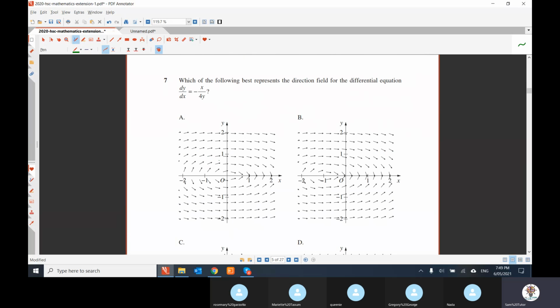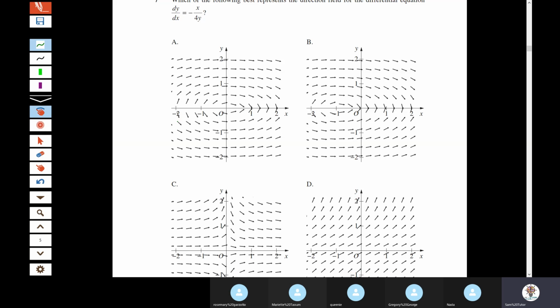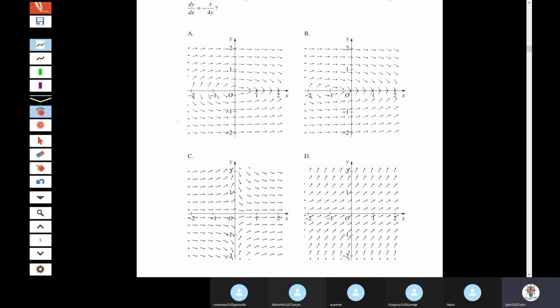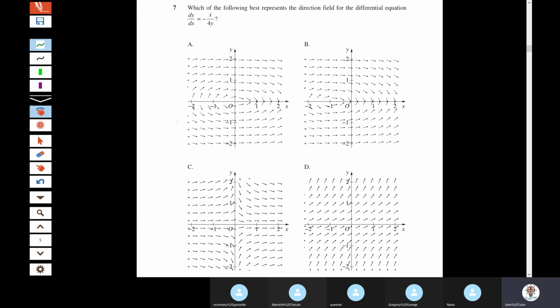Number 7. Full screen. All right, you guys know what you've got to do. Did you say guess this? So my guess would be C. Why are you guessing? Is there a reason why? I don't think you should guess. I think you should actually sub in numbers.